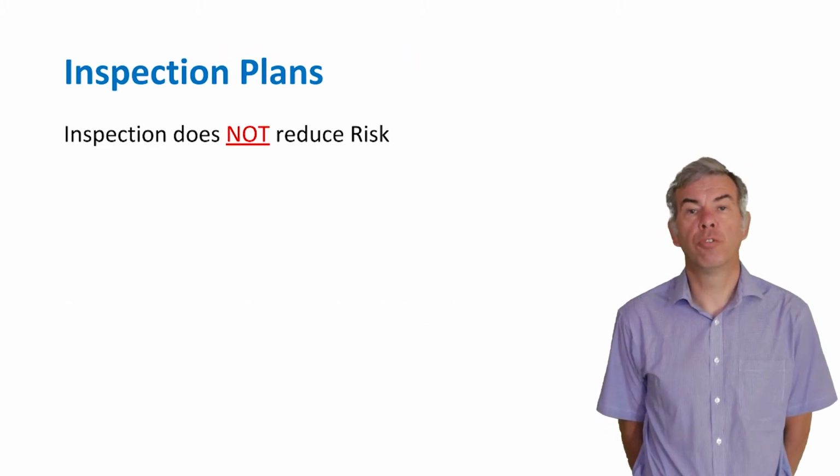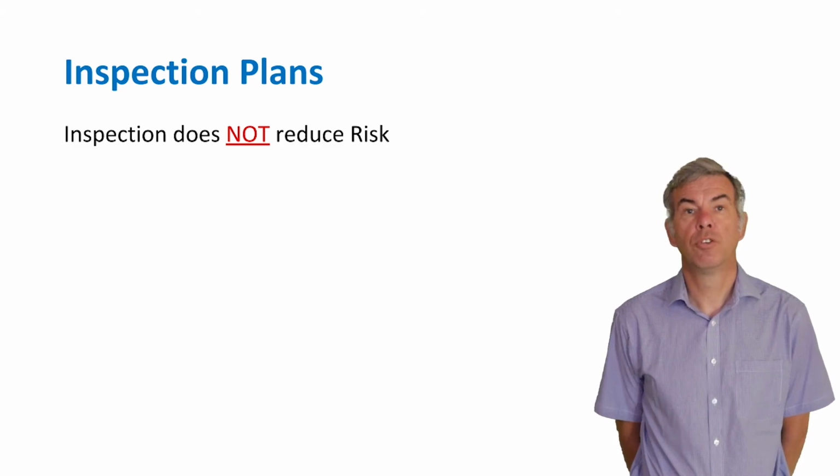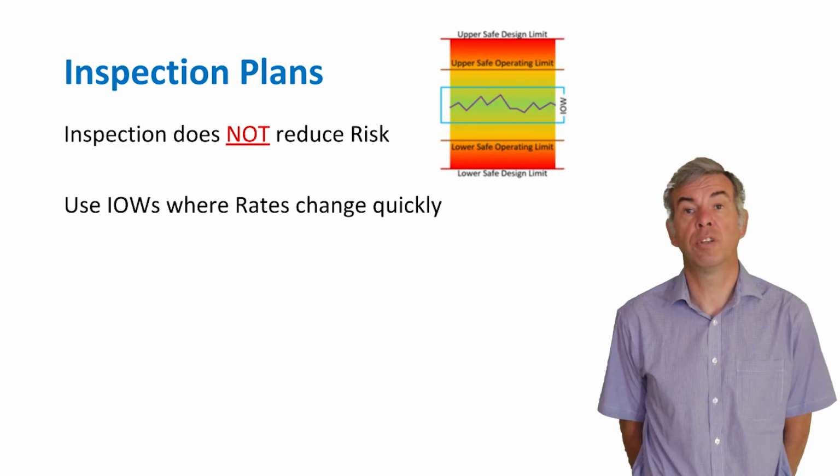Inspection on its own does not reduce risk, but the information gained by an inspection can better quantify the risk. Inspection provides information by identifying, monitoring and measuring damage mechanisms. Some damage mechanisms can change too fast for inspection to be effective, or another damage mechanism can be triggered. This is where integrity operating windows need to be identified.